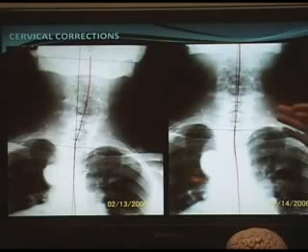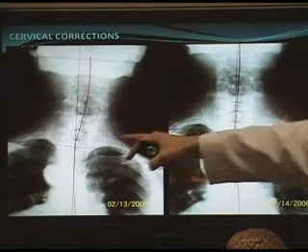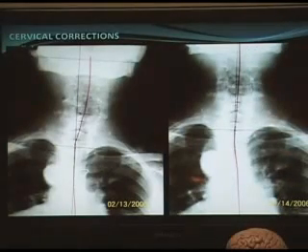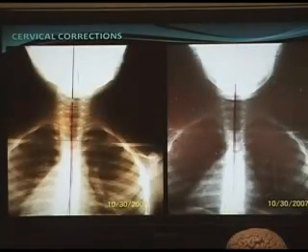He had chronic pain down into his legs, stiffness in his legs. He had what's called spinal stenosis. And this is our pre- and post-X-ray. We improved his structure that much, and he improved dramatically. Proper structure equals proper function.